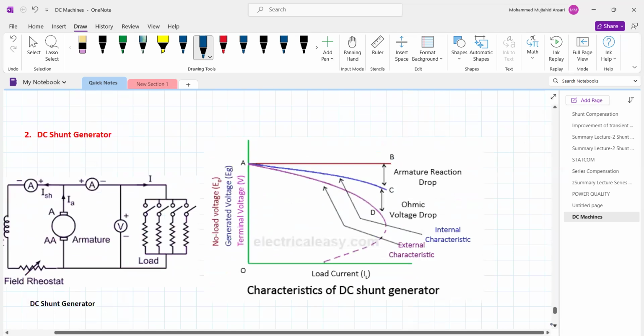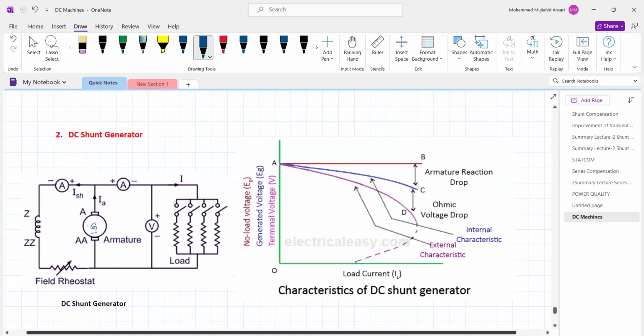Now, the DC shunt generator. Again, we will see the internal characteristic and external characteristic, because the no load characteristic is similar to the separately excited DC generator. So here, this is the DC generator. This is the armature winding. It is connected with the shunt field winding. In addition to this shunt field winding, a rheostat is added to control the flux and the terminal voltage.